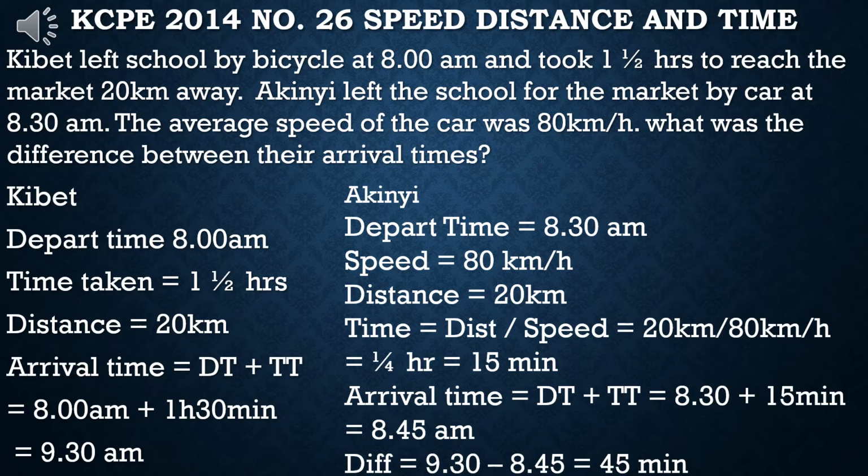So having speed of 80 kilometers per hour and a distance of 20 kilometers, we can get the time she took. Time equals distance over speed. So we get the distance she covered, 20 kilometers, divided by the speed, 80 kilometers per hour, which gives us 1/4 of an hour. So she only took 15 minutes to cover that distance. So to get her arrival time, we get the departure time. She left at 8:30, she took 15 minutes, and then she arrived at 8:45 a.m.